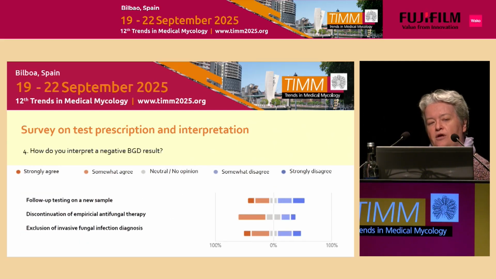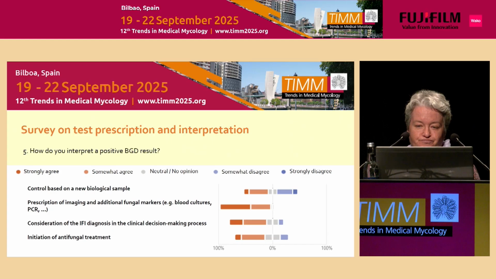Now, how do clinicians interpret a negative BDG result? Opinions are mixed regarding a second test on a new sample. A slight majority supports stopping empirical antifungal treatments. Views are relatively neutral when it comes to ruling out IFI, despite the excellent negative predictive value of this test.